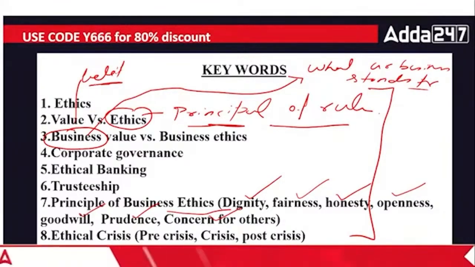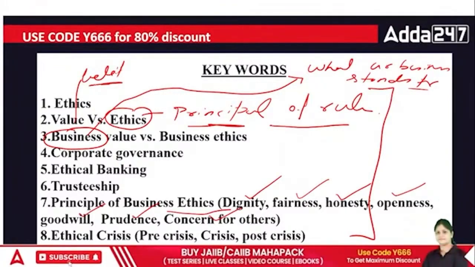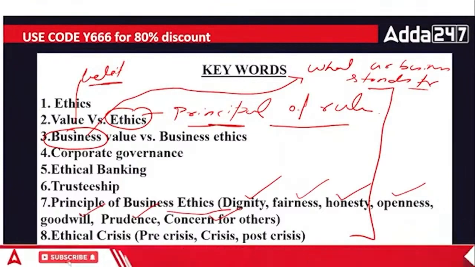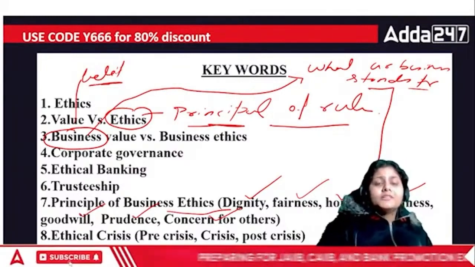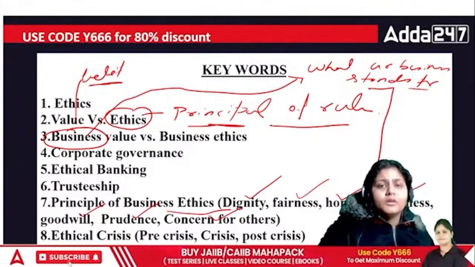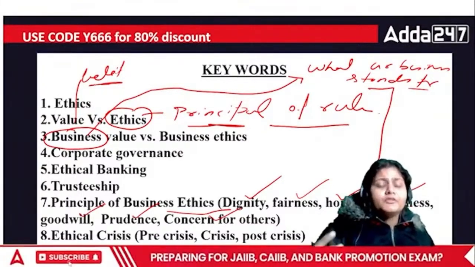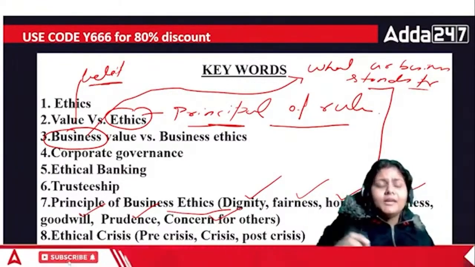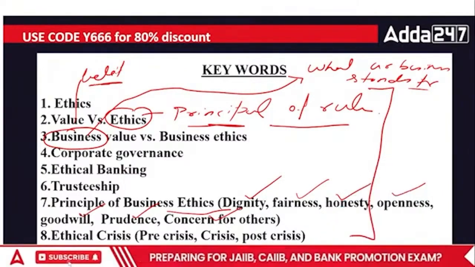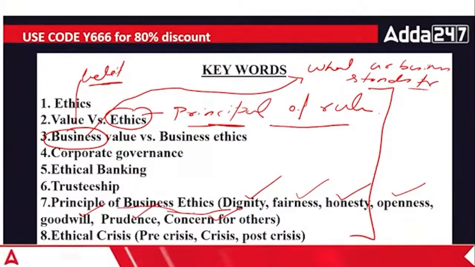Your responsibility is toward your internal group members like employees, and also toward external group members. For example, your company's product should be beneficial for society also. You cannot produce any kind of product which will be harmful for society. While dealing in any type of business, you have to be concerned about internal and external stakeholders as well. So these are the very famous principles of business ethics.